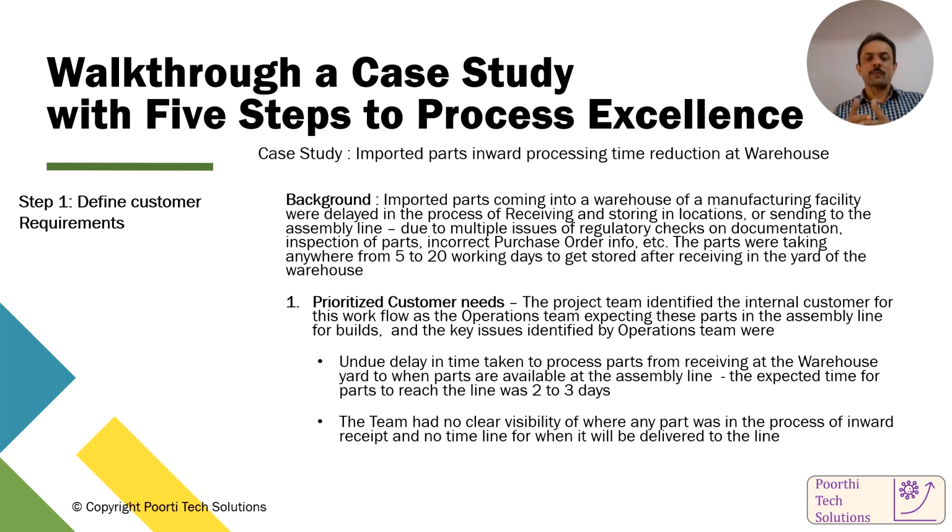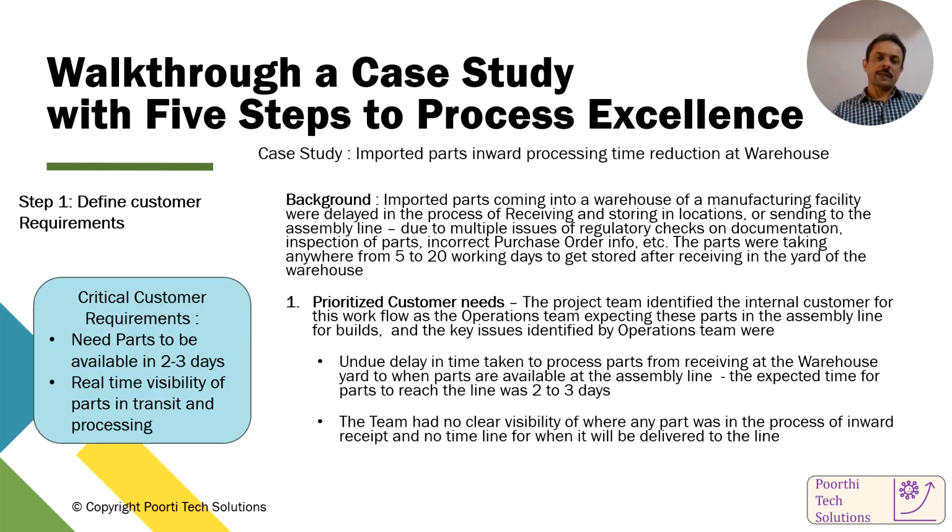Whereas the expected time was 2 to 3 days, it was taking 5 to 20 working days, as we saw earlier. The team also had no clear visibility of where any particular part was in the process of inward receipt, and no timeline for when it would be delivered to the client. So these are the first step findings: the critical customer requirements are that parts need to be there in 2 to 3 days after receipt, and real-time visibility of parts in transit and processing.